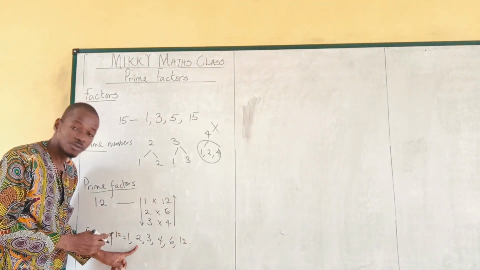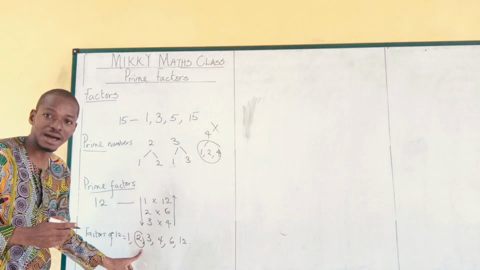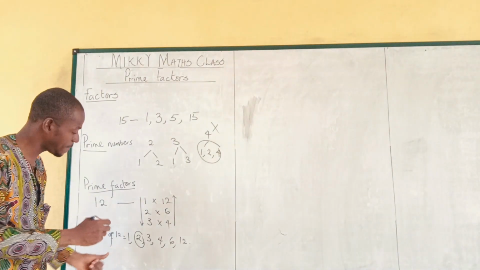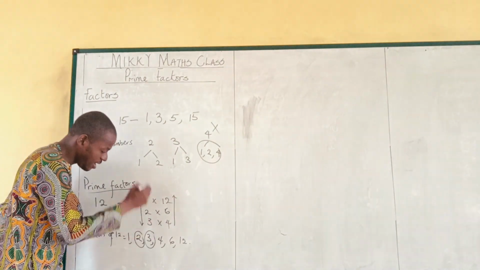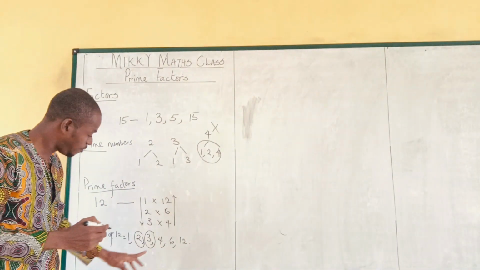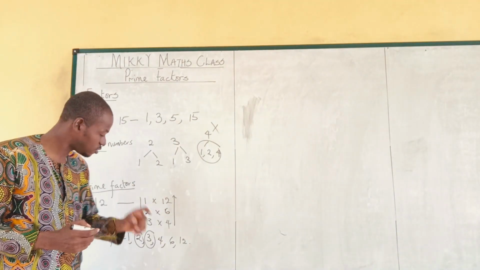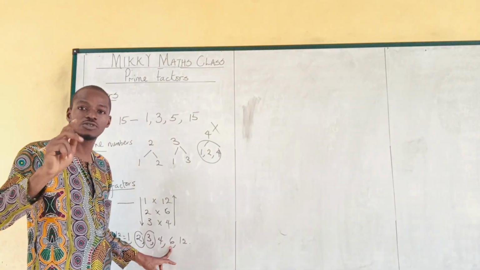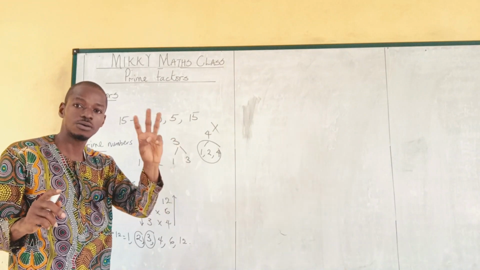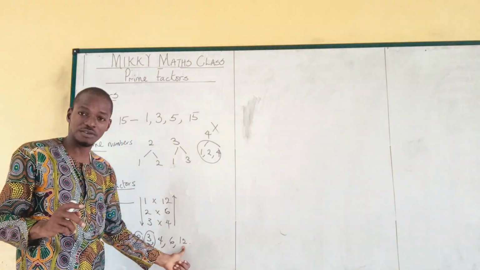Now look at 2. Is it a prime number? Yes, because it has 2 factors. It's a prime number. That means 2 is a prime factor of 12, since it is a prime number. Now 3, yes, 3 is a prime number. 4, no, it doesn't qualify to be a prime number. It has more than 2 factors. 6, no, 6 does not qualify too, because the factors of 6 are 1, 2, 3, and 6. And 12 does not qualify to be a prime number.